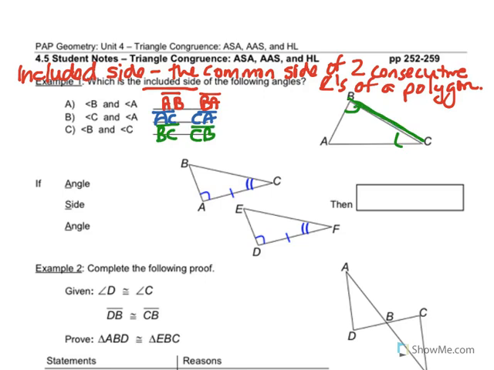Now, it's important that you understand this idea of an included side, because when we get to doing proofs, you want to make sure you're using the right reason for your proofs. Is it angle, side, angle, or is it side, angle, side? Which way is it? So make sure you understand which side is the included side, or which angle is the included angle, as the case may be.